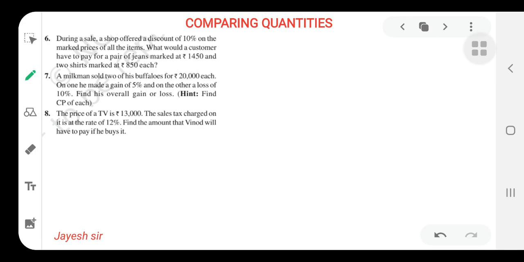What is to be set? The price of the TV, that is, the cost price, is to be set. The cost price is to be given here as 13,000 rupees, because the sales tax is charged afterwards.